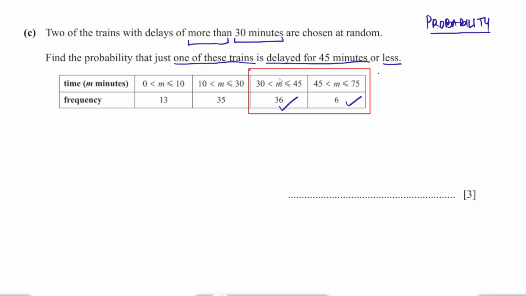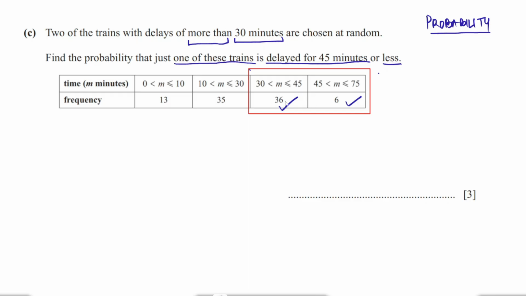It means the first train, the one train we take from this group, and the second train we have to take from this group, and we can do it vice versa. First train we can take from here and the second train from here, because order is not given. One train, he said. One train means we can take this first, this second, or this first and this one second. So hence, how do we solve this problem?